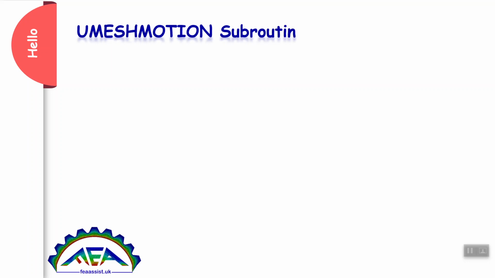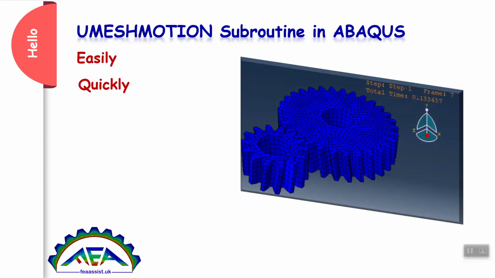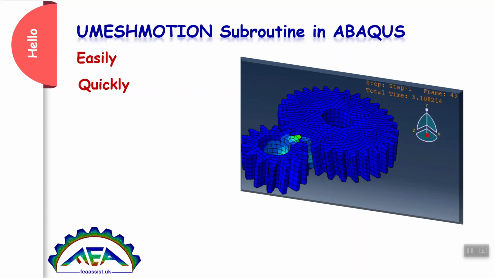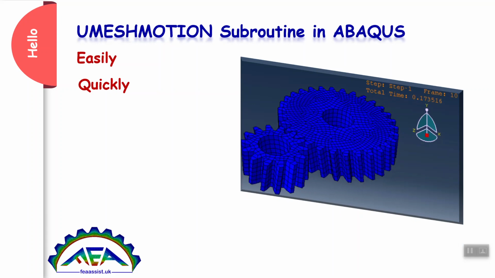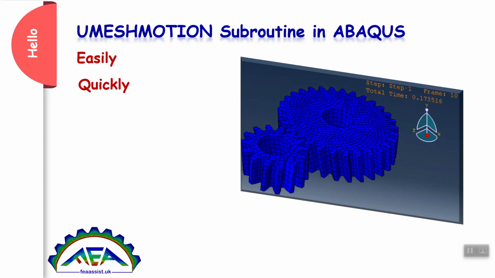Hello? You want to learn the UMeshMotion subroutine in Abaqus easily and quickly. Indeed, UMeshMotion is a subroutine to define mesh displacement or mesh velocity in Abaqus. This subroutine is used mainly in wear problems to prevent mesh problems in adaptive meshing. Stay with us.